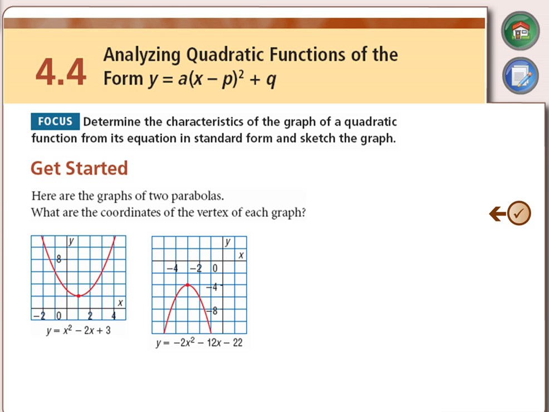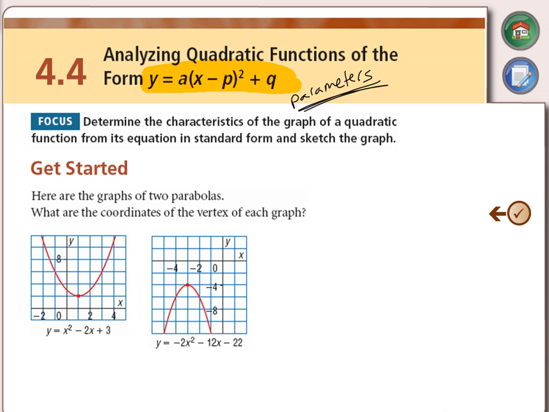We're now looking at 4.4. We're analyzing quadratic formulas in this form here. We've got A's, we've got P's, we've got Q's. Those are called parameters. X and Y are the variables. Those letters that are not the X and Y are called parameters.